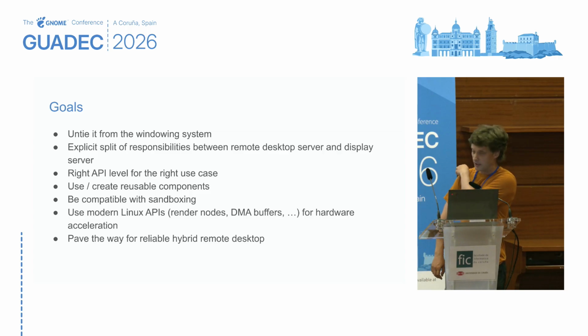The right API level for the right use case, which practically means sometimes you need low-level stuff to have efficient plumbing, but sometimes you need a bit more high-level approach to the APIs to make the desktop environment and everything aware of what's actually going on. So, for example, don't use xtest for remote desktop input.